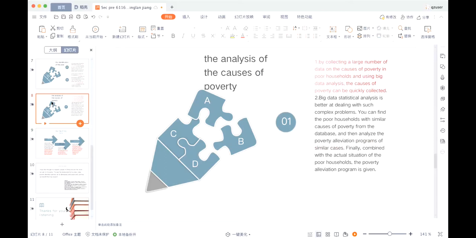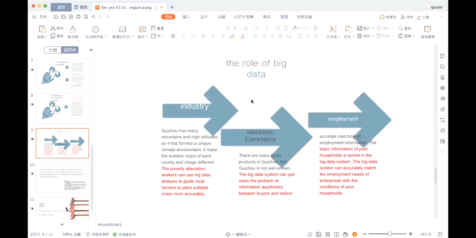The analysis of the cause of poverty. By collecting a large amount of data on the cause of poverty in poor households and using big data analysis, the cause of poverty can be quickly identified. Finally, combined with the program is given. Next, I will introduce the role of big data from industry, electronic commerce, and employment.